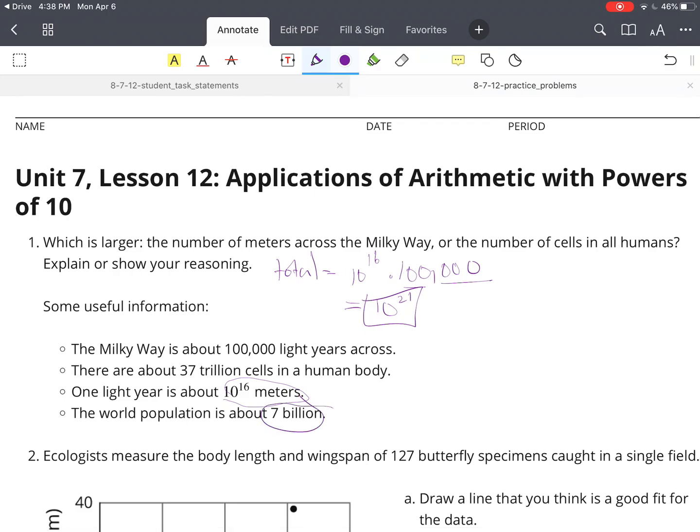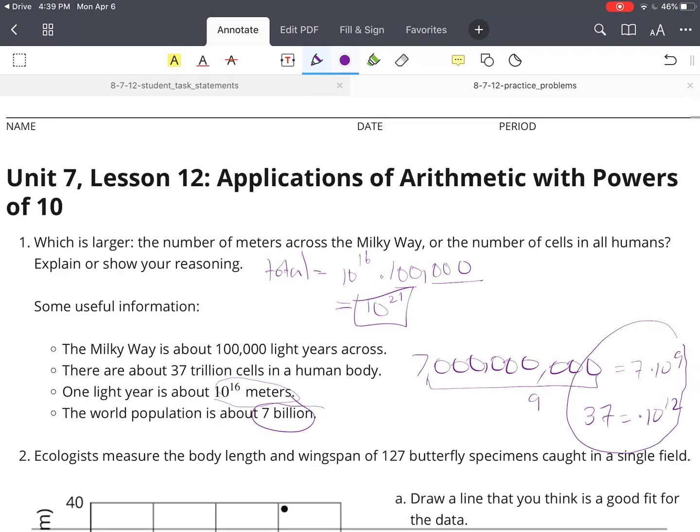Or the number of cells in all humans. So there's 7 billion humans. That's this. And there's 37 trillion cells. So this is 9 zeros. That's 7 times 10 to the 9. And then there's 37 trillion. I know after billions it's trillion. So it's going to be times 10 to the 12th.